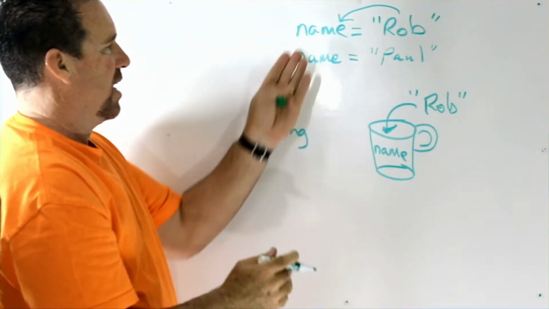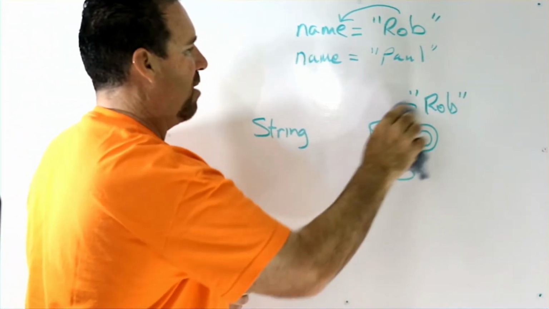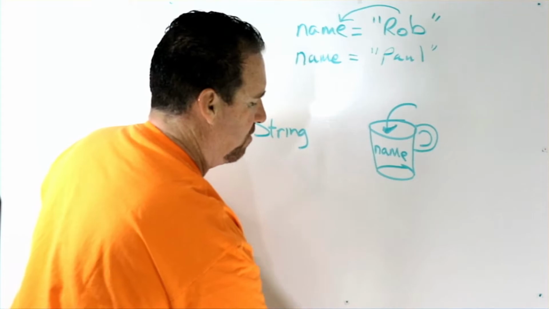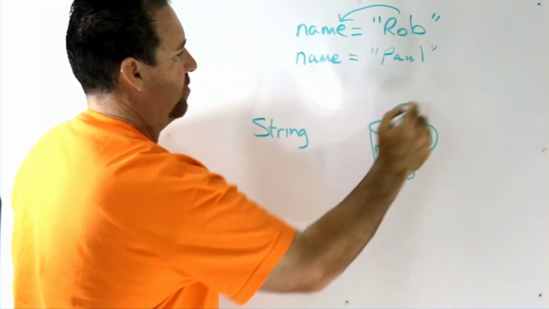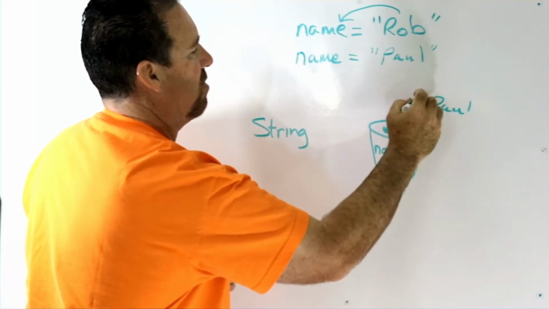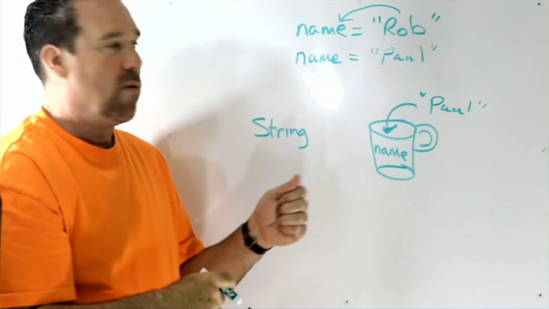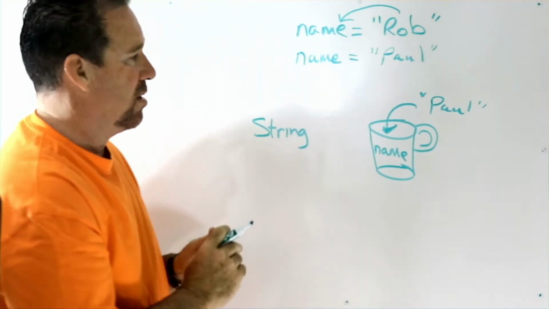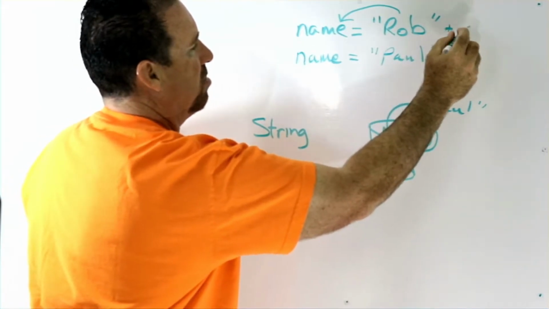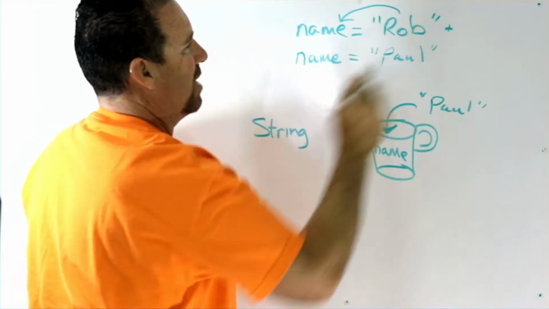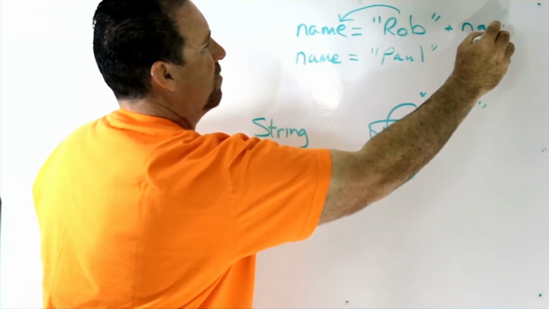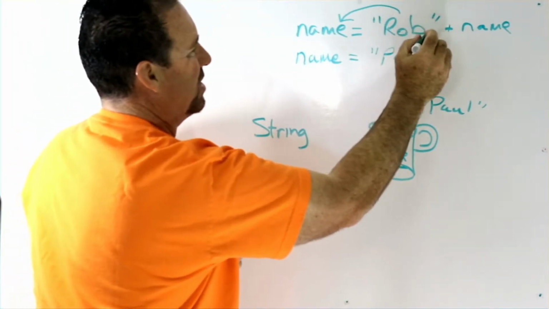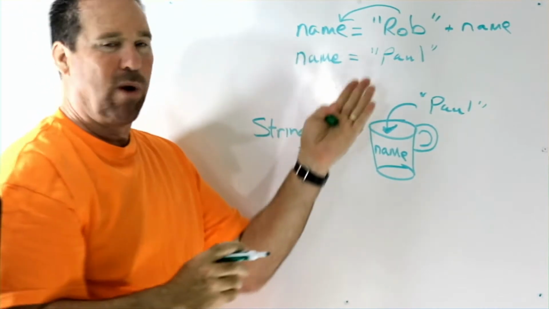What that effectively does is dump the cup out, takes Rob out of the cup, and now Paul is in the cup. So it virtually deletes it and adds this over it. Now Paul's in the cup. Wherever I want to use that in the program, I just pour out the cup. This also allows me to do Rob plus, let's say, name. So name equals Rob plus name. If I make sure I put a space here, that would give me Rob, Rob.